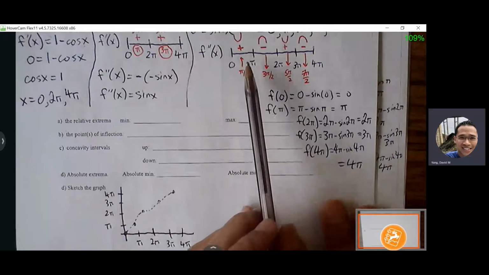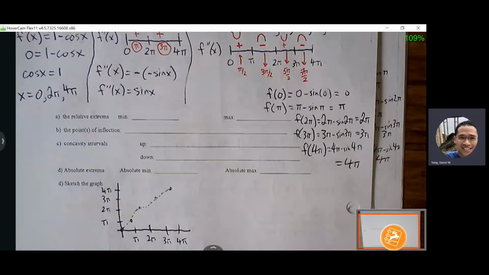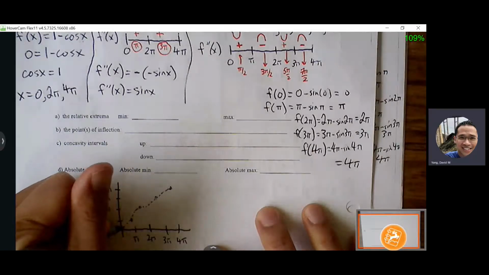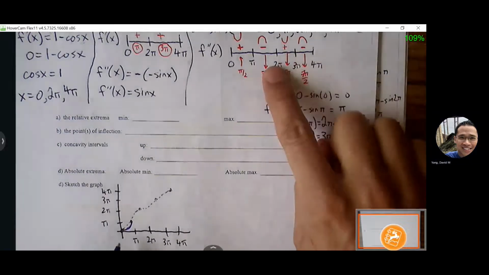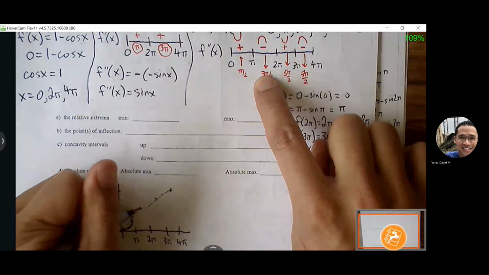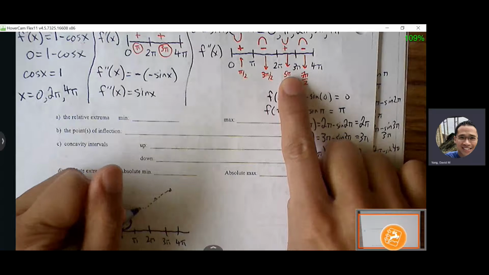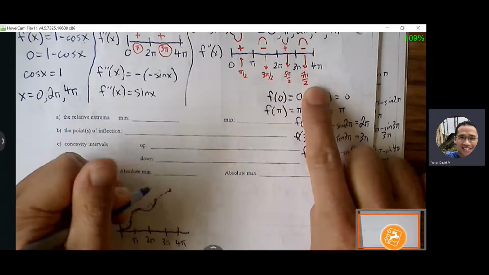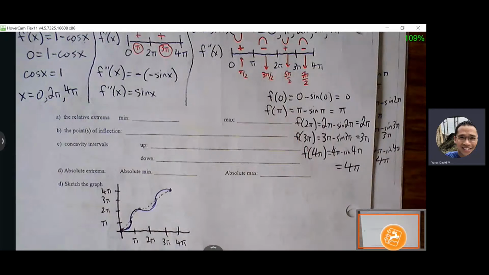I know from between 0 and pi, my graph is going to display concave up, so I'm going to give it a bit more concave up curvature that it needs. From pi to 2 pi, the graph is going to be concave down. Between 2 pi and 3 pi, concave up. And then between 3 pi and 4 pi, concave down. So the graph is always increasing, but it does have that additional curvature that we've gathered from the second derivative sine line.